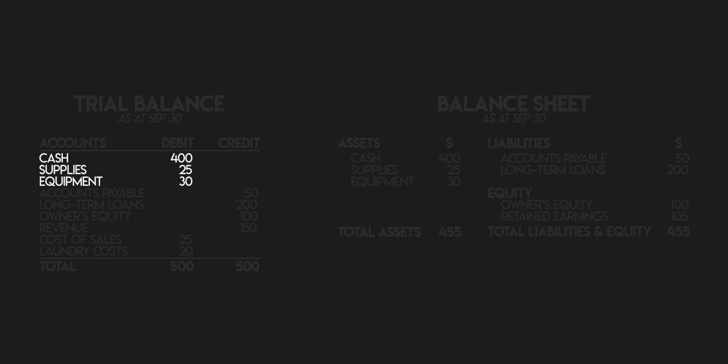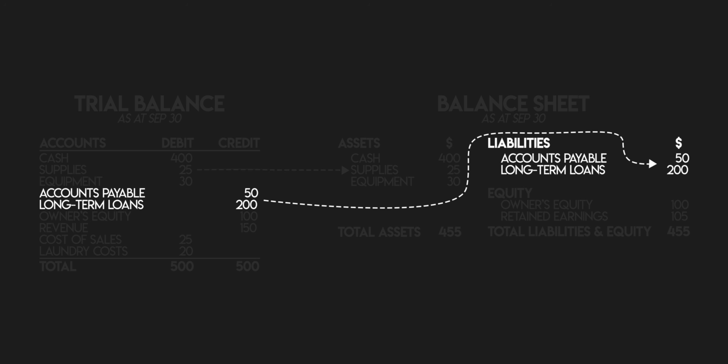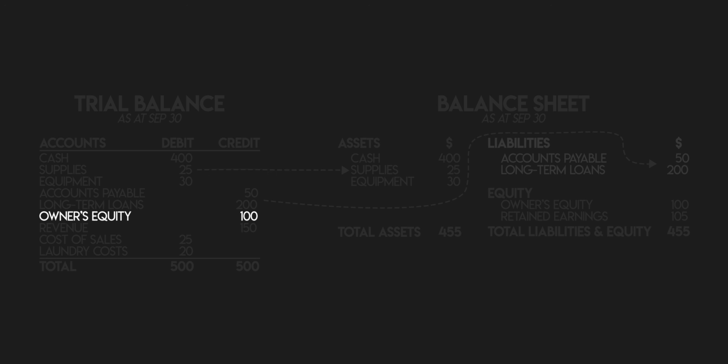Cash, supplies, and equipment are all types of assets that we report in the assets section of our balance sheet. Accounts payable and long-term loans are both liabilities, which we report in the liabilities section. And owner's equity, yes, you guessed it, is a type of equity which goes here in the equity section of the balance sheet.